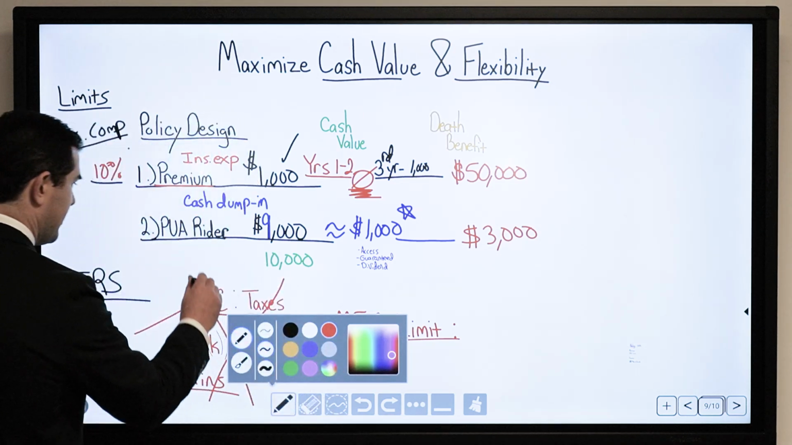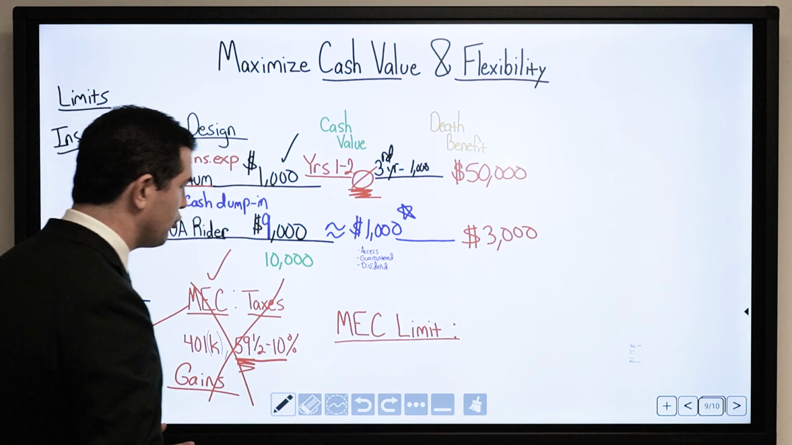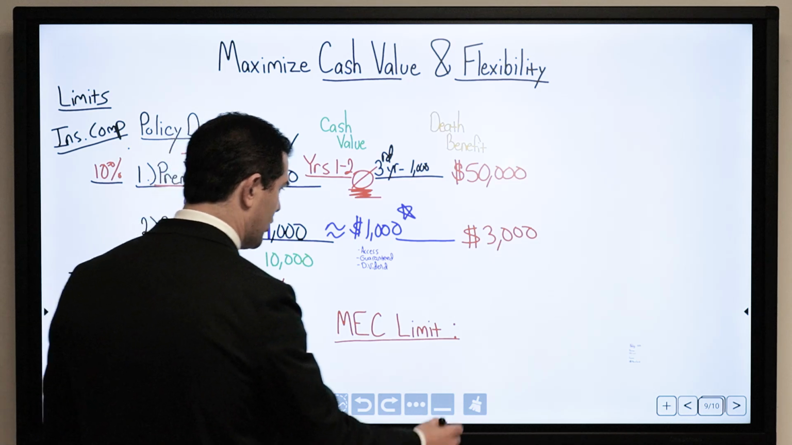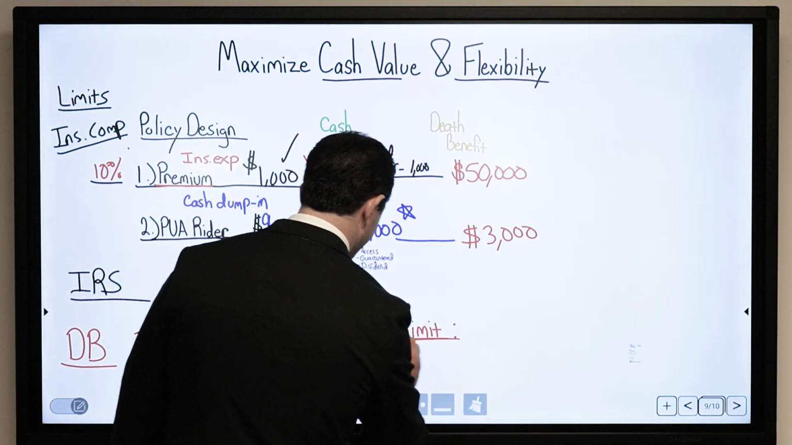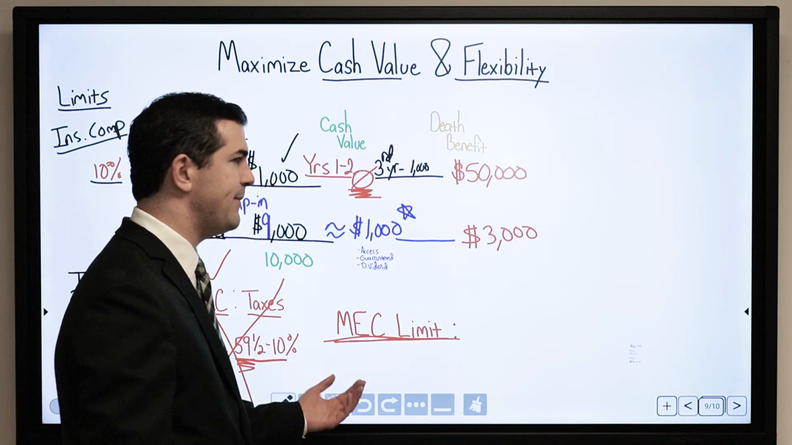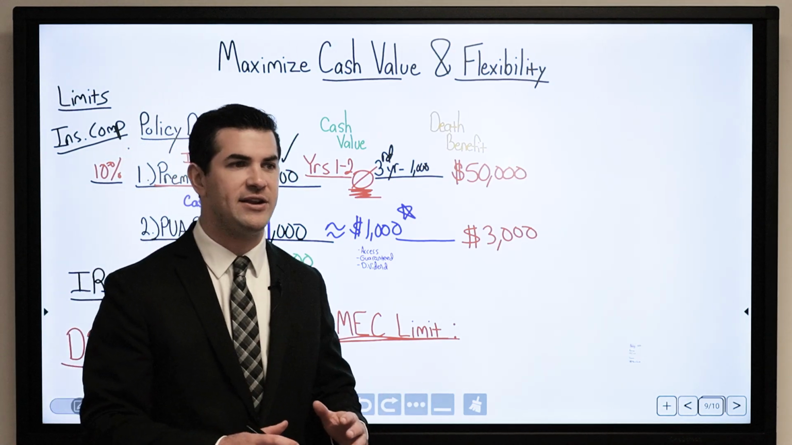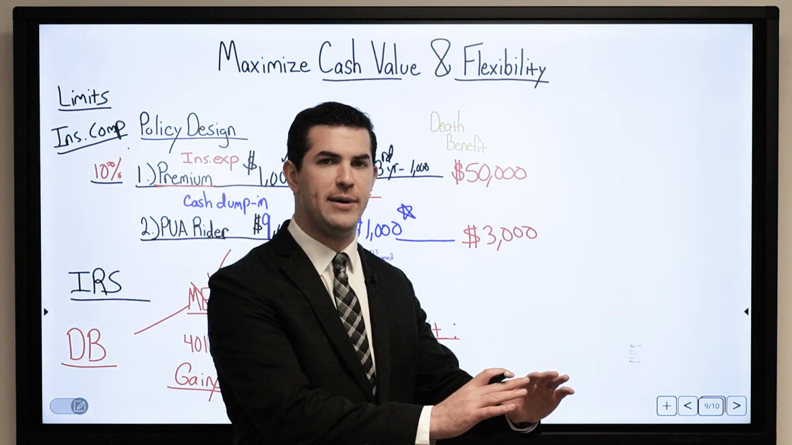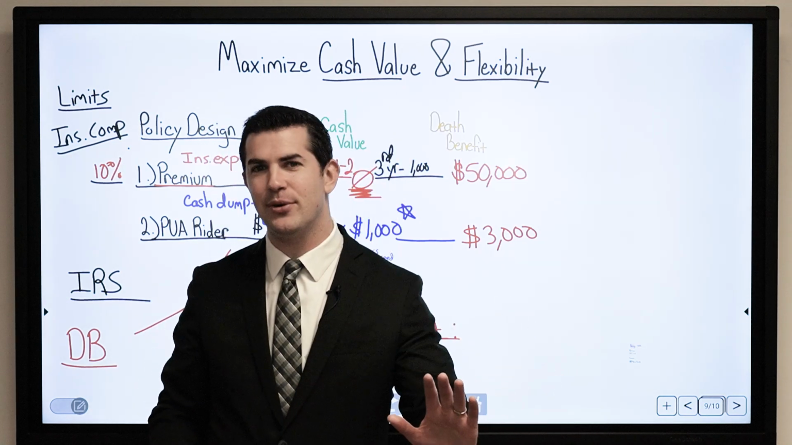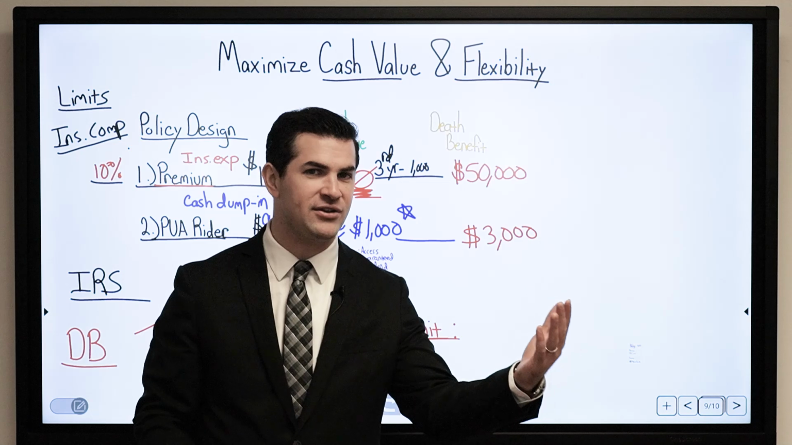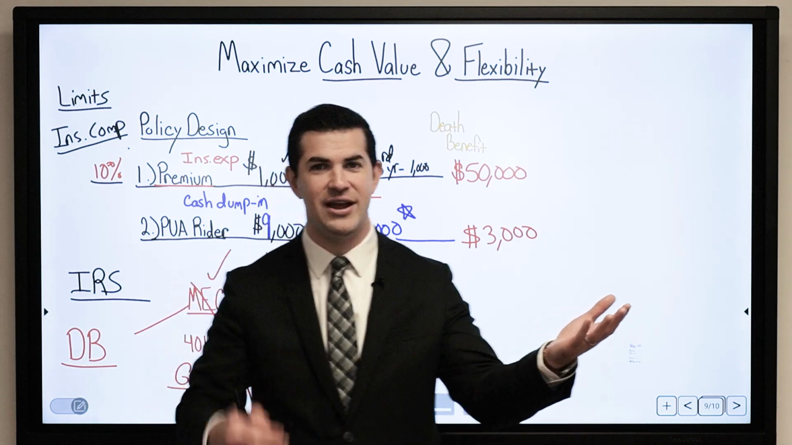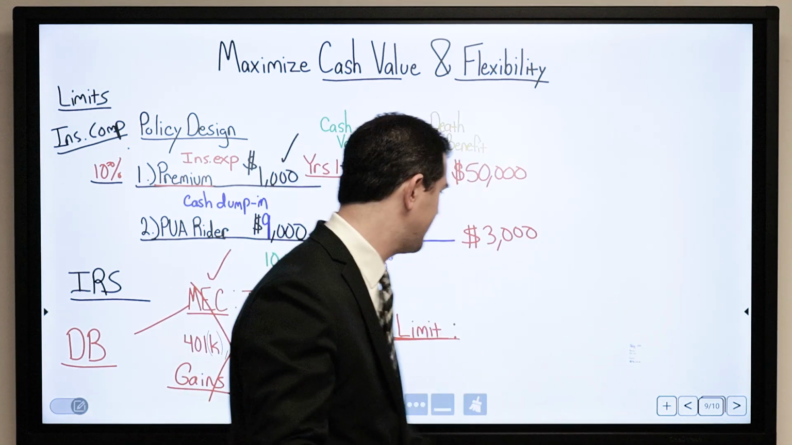But how I prevent a MEC from occurring, which will ruin a lot of the benefits to the cash value component, is that every policy has what is called a MEC limit, which is exactly what it sounds like. It is a limit that determines the maximum amount of money I can pay into a policy per year and still have the IRS consider it life insurance and not a pure taxable investment.